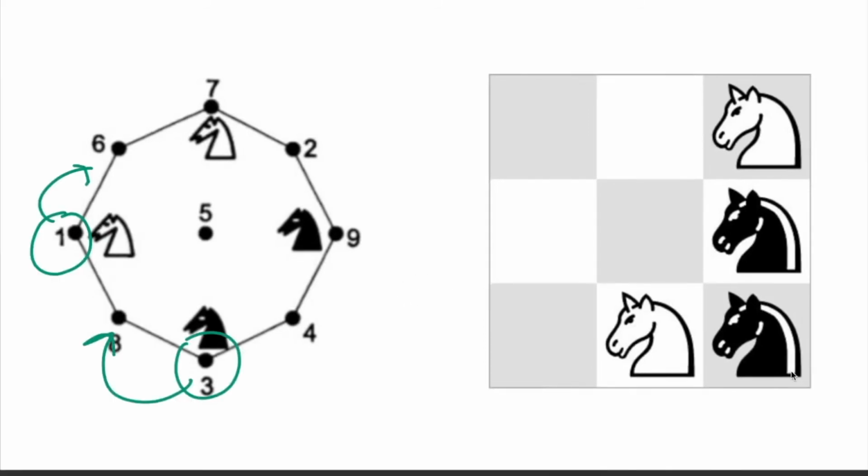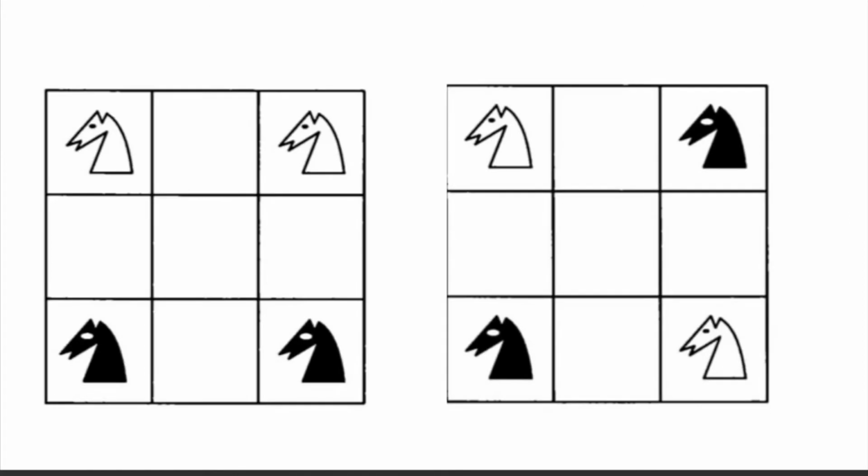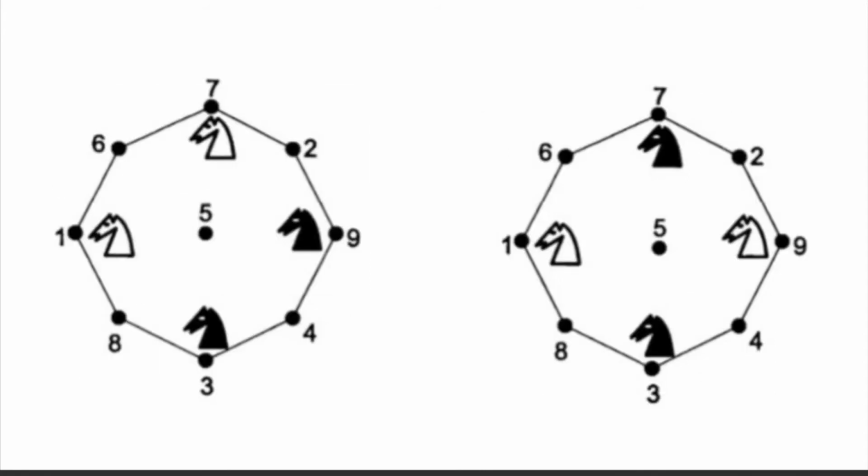Similarly, we can replicate any state or movement of the knights on the connected graph. This is what our initial and desired final positions look like. This is how they would look like on the graph. We can try to figure out a way to move the knights from state 1 to state 2.